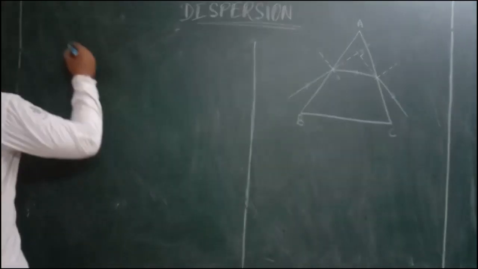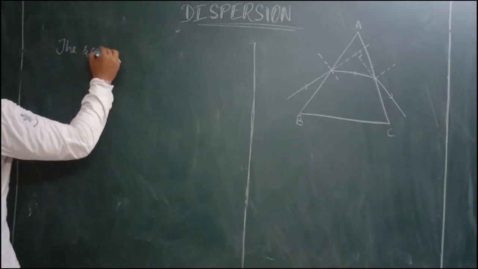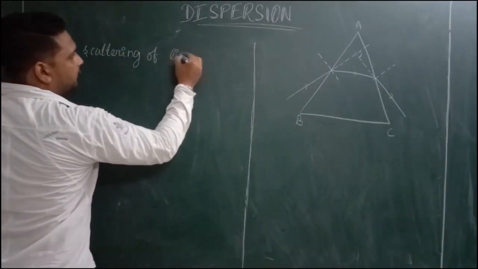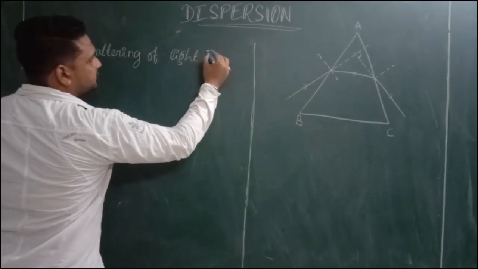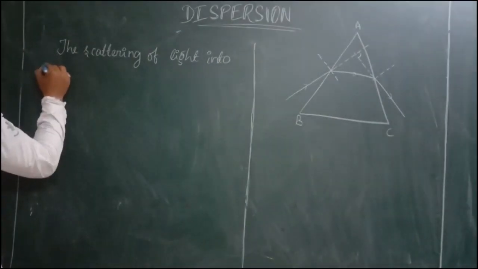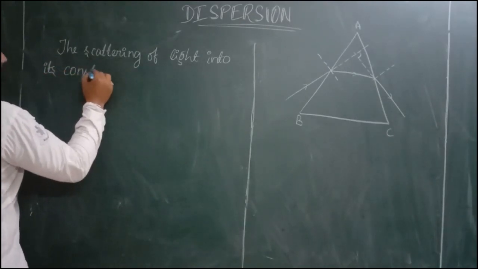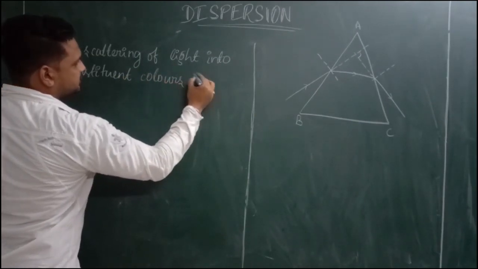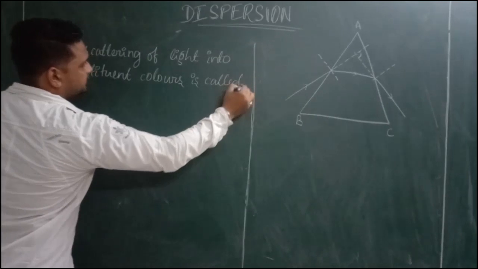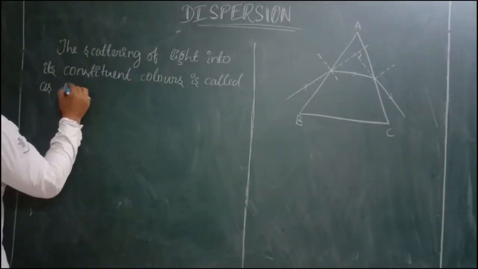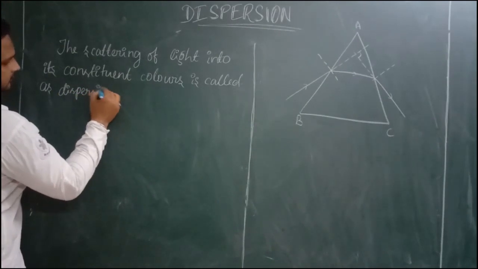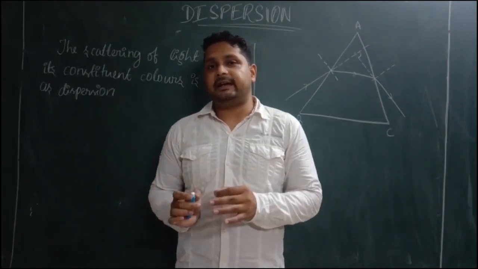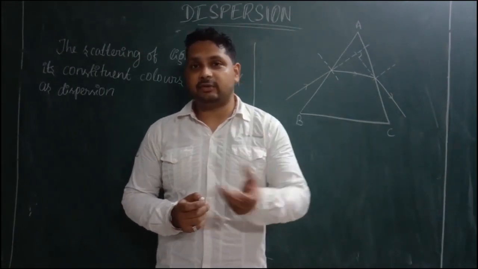So what you can say is that the scattering of light into its constituent colors is called dispersion. Dispersion can be defined as the scattering of white light into its constituent colors.